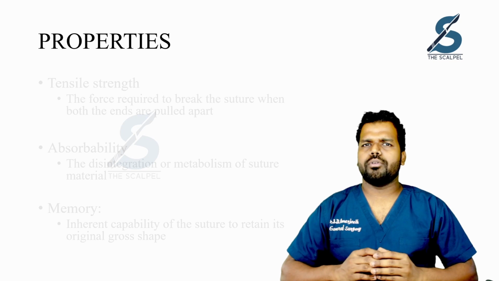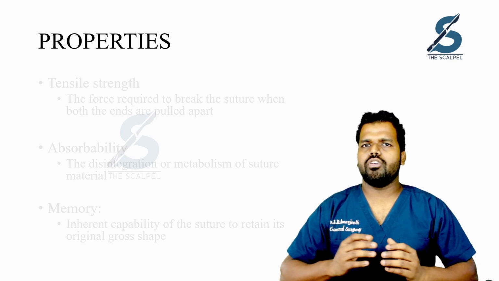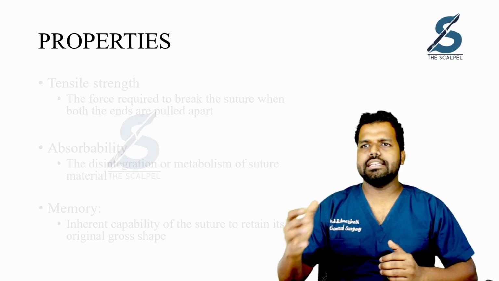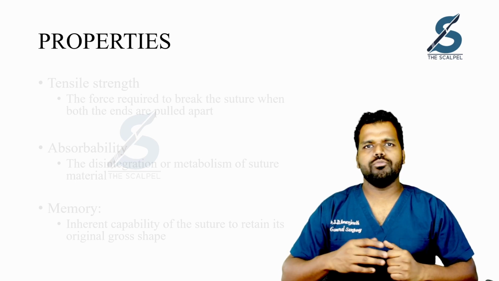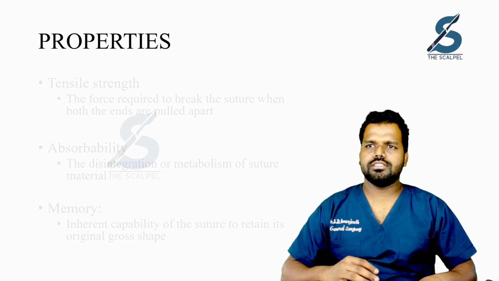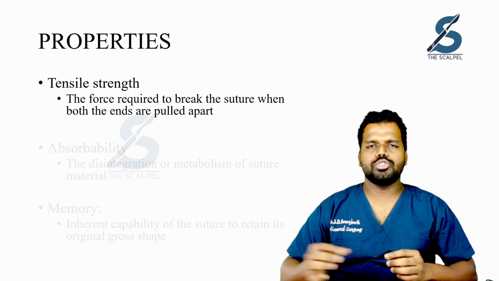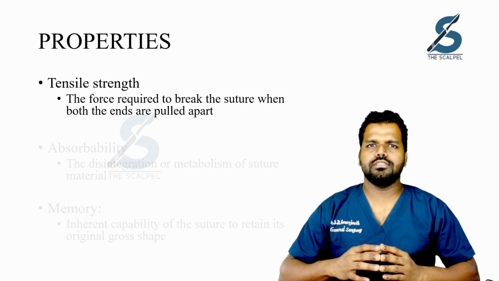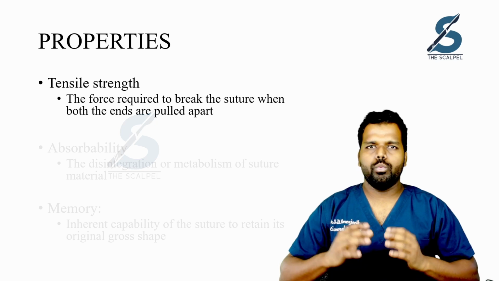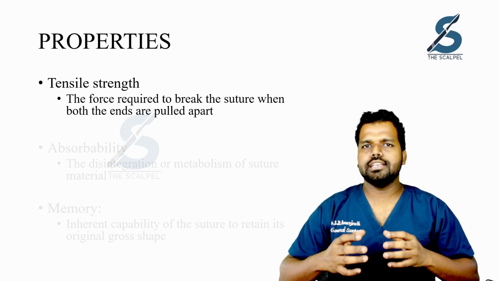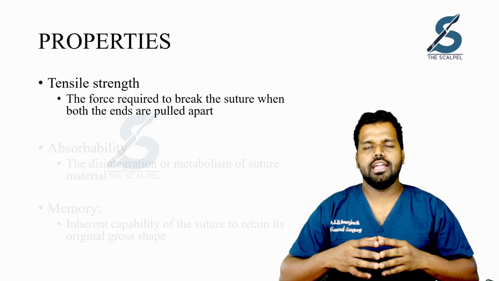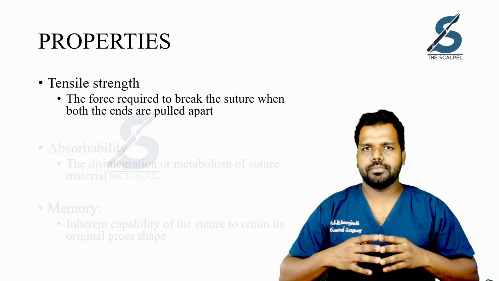There are a lot of properties for a suture material. For all practical purposes, you should know at least these three. Let's discuss them one by one. First is tensile strength. It is the force required to break the suture when both the ends are pulled apart. Basically, it means that when the tensile strength is zero, it doesn't hold the tissues together and does not act as a suture.